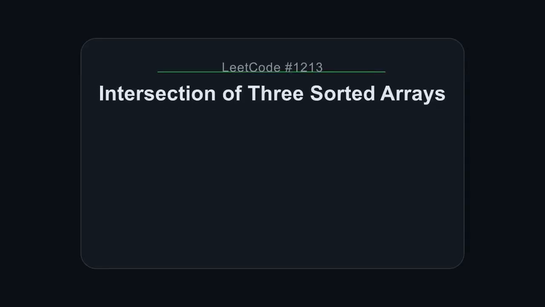Today, we tackle a common problem, finding the intersection of multiple arrays. Specifically, we're looking for elements that appear in all three given sorted arrays. Can you find a way to do this without iterating endlessly?